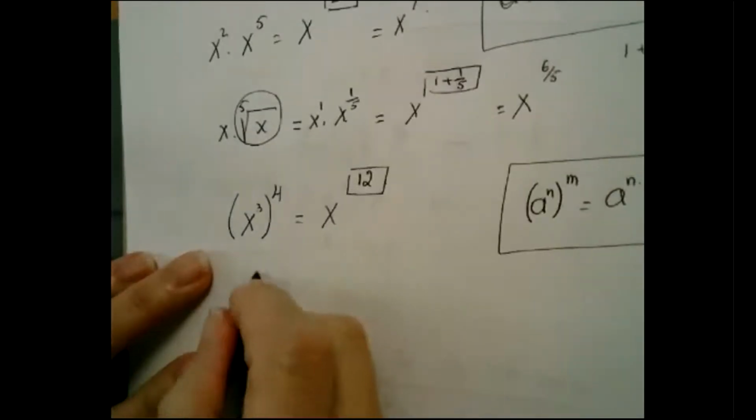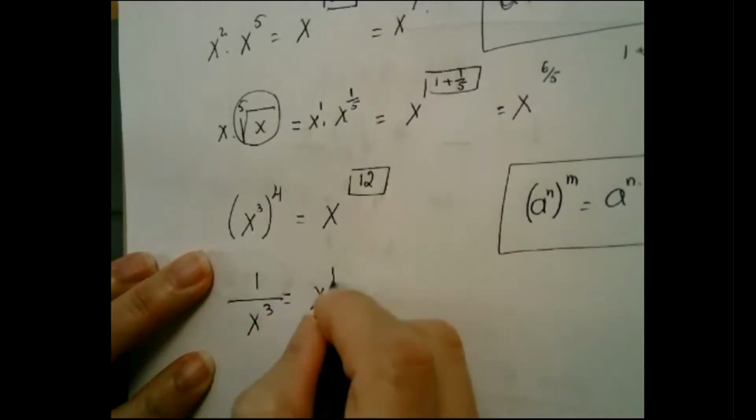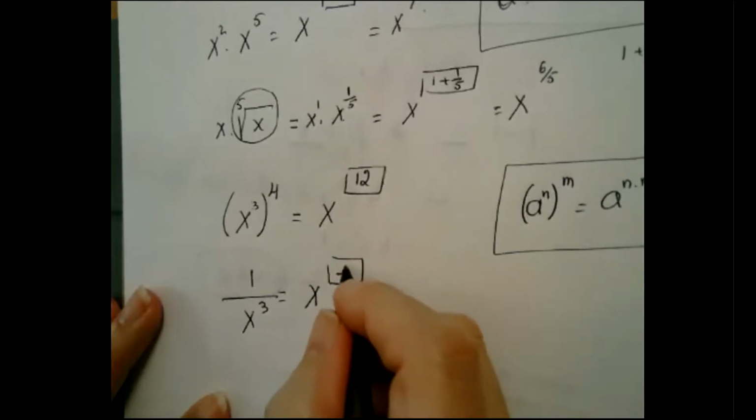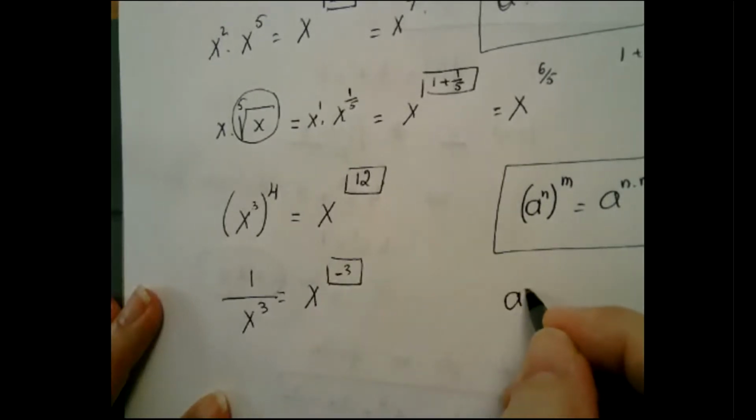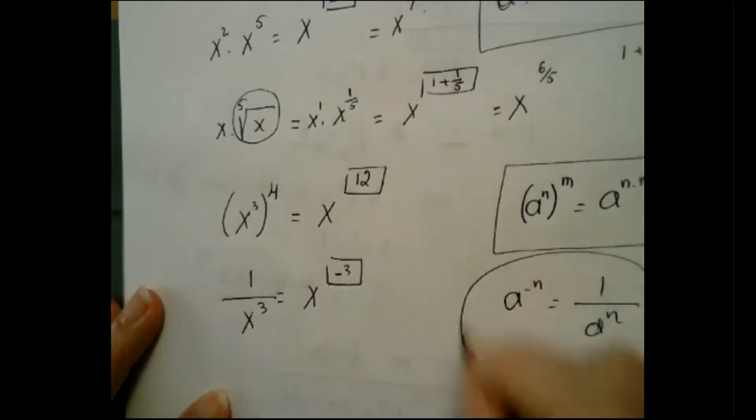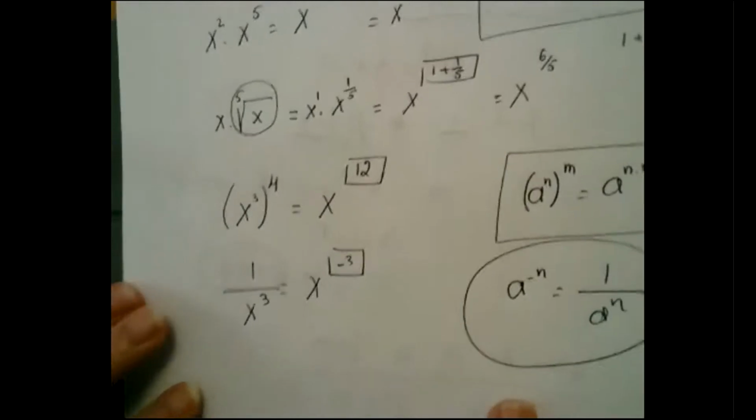Then 1 over x to the power 3 is x to which power? Again, let's remind ourselves: minus 3. Because remember the definition, a to the minus n is 1 over a to the n. Very good. Now, x to the 7 over x squared.